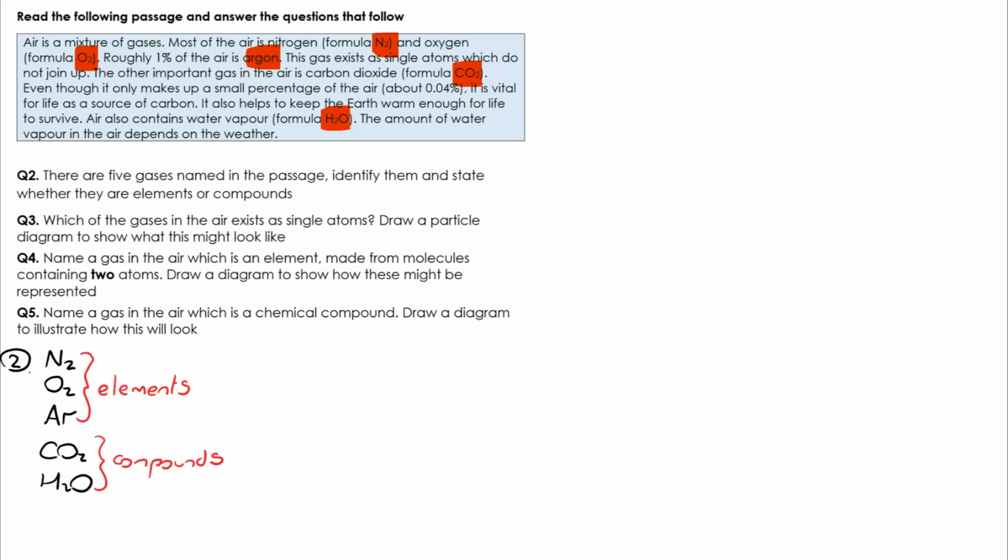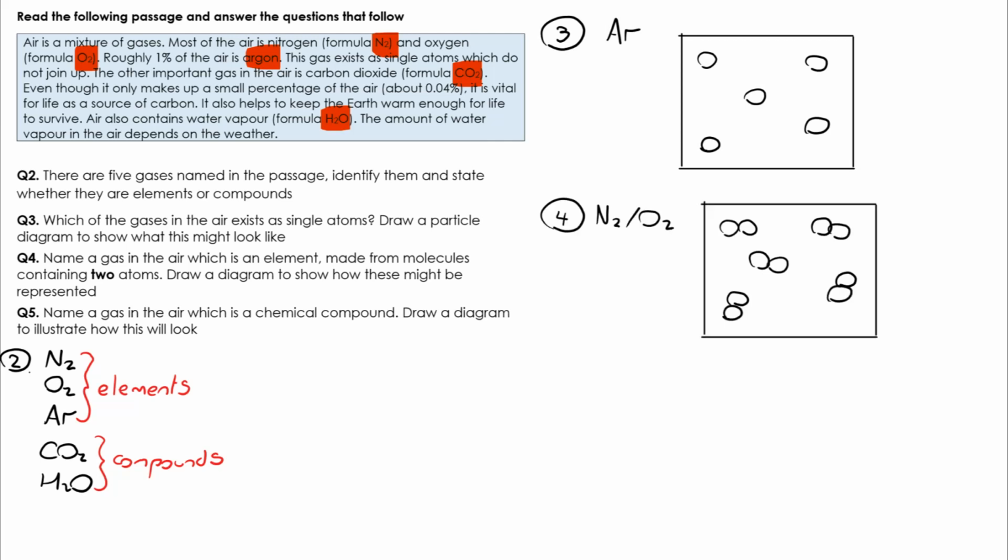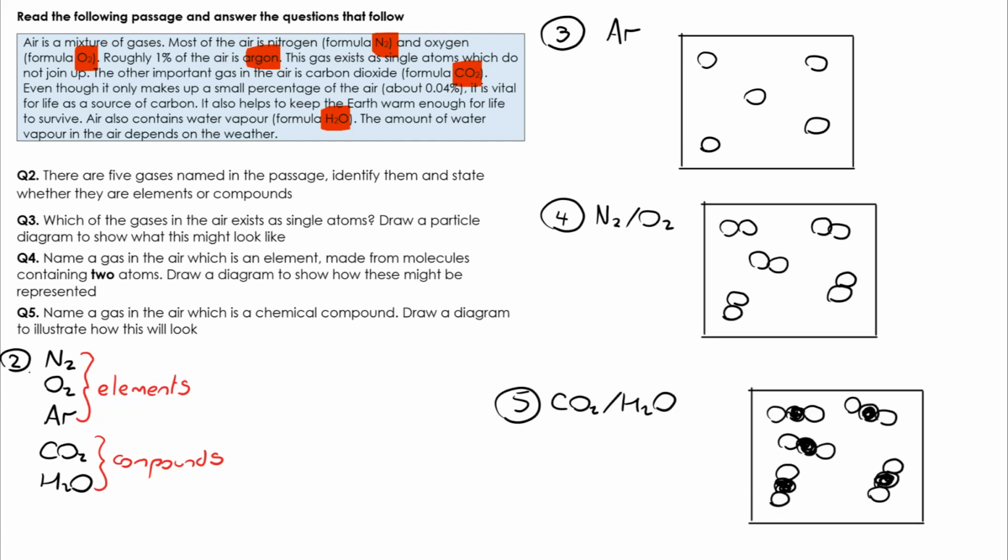If I then separate these out, the top 3 of these are elements and the bottom 2 are compounds. One type of atom in the elements and more than one type of atom chemically combined in the compounds. Drawing out for number 3 a gas that exists as single atoms, I've gone for argon and we can see the diagram there. If I then consider one that is diatomic, 2 atoms chemically combined, that could be nitrogen or it could be oxygen. Still a gas, they're still spread out, but they are in pairs. And finally, a compound could be CO2, it could be H2O, but it looks like this.